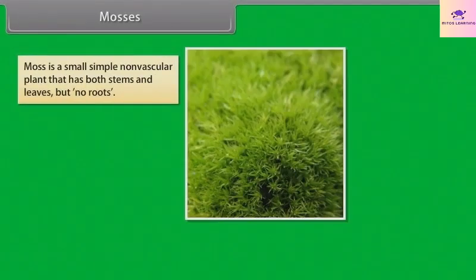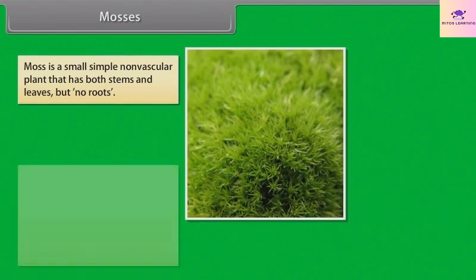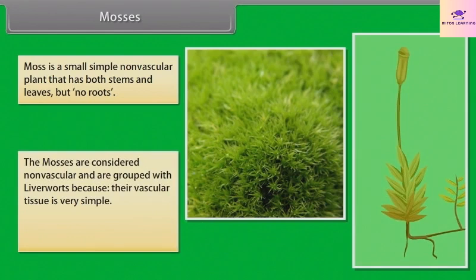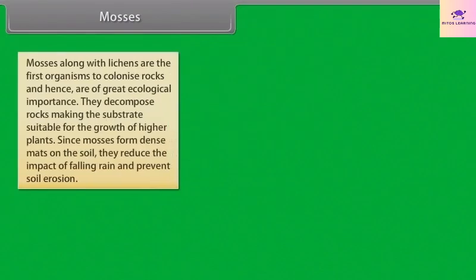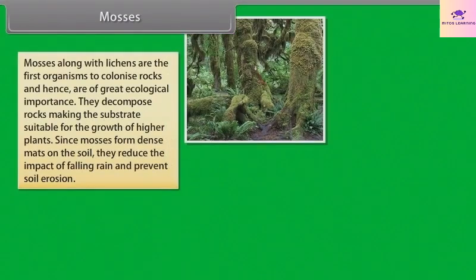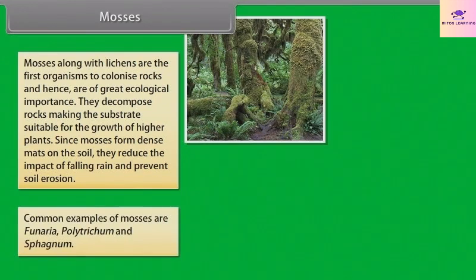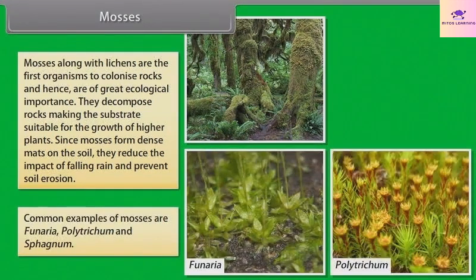Mosses. Moss is a small, simple, non-vascular plant that has both stems and leaves but no roots. The mosses are considered non-vascular and are grouped with liverworts because their vascular tissue is very simple. Both of them have a similar life cycle. Mosses along with lichens are the first organisms to colonize rocks and hence are of great ecological importance. They decompose rocks, making the substrate suitable for the growth of higher plants. Since mosses form dense mats on the soil, they reduce the impact of falling rain and prevent soil erosion. Common examples of mosses are Funaria, Polytrichum, and Sphagnum.